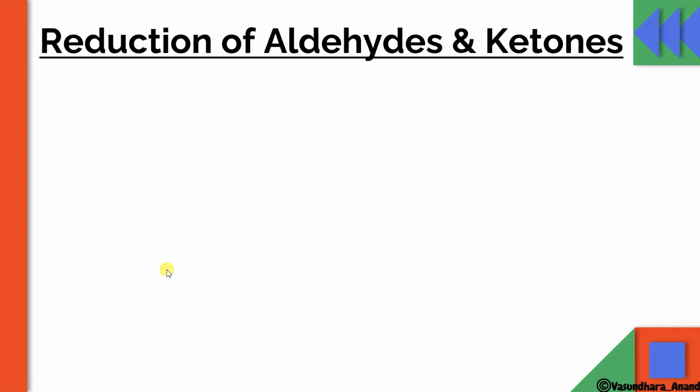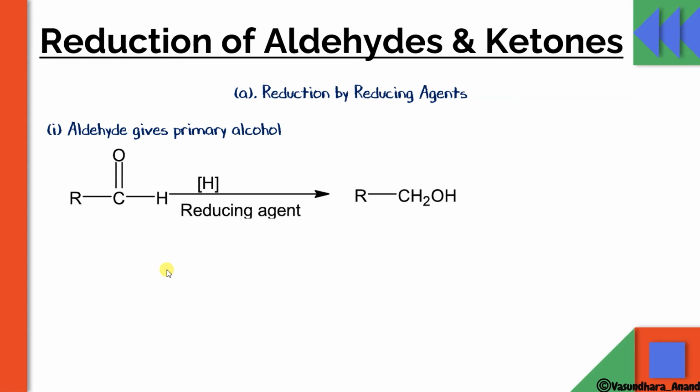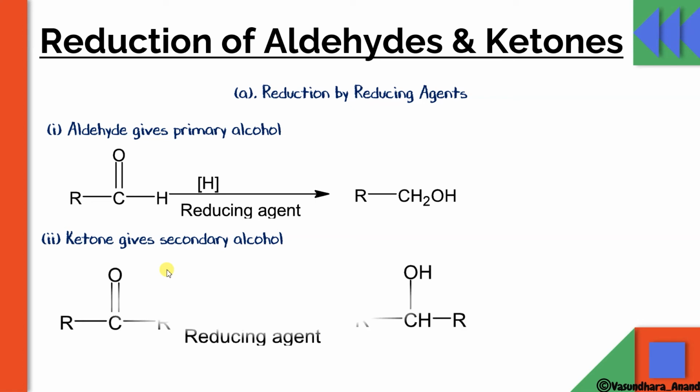Now reduction of aldehydes and ketones also gives alcohol. Reduction of an aldehyde gives primary alcohol, whereas reduction of a ketone gives secondary alcohol. So by a reducing agent, aldehyde gives primary alcohol. As a reducing agent, you can use LiAlH4, NaBH4, or any other reducing agent. And ketone always gives secondary alcohol when a reducing agent is used.